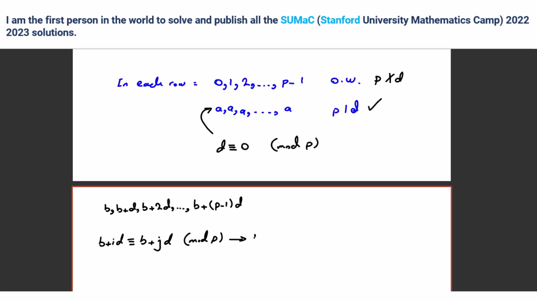I is congruent to J mod P. Yes, you can say ID is congruent to JD first, then you can divide both sides by D. Because P doesn't divide D, GCD of D and P is 1, so I is congruent to J mod P. And we know I and J are from what to what?